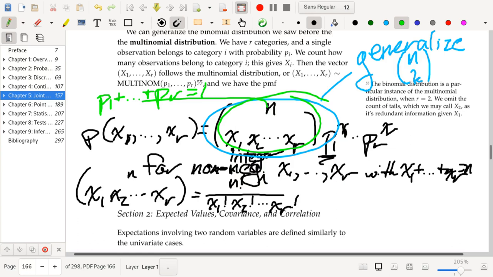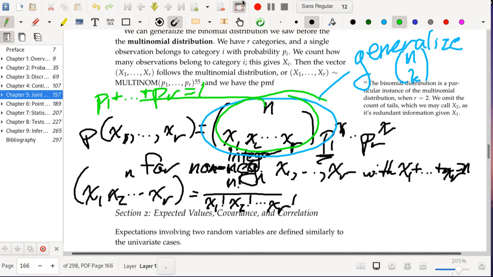Okay, so that concludes this section. In the next section, we're going to keep talking about probability. We're going to be talking about expected values, covariance, and correlation in this higher dimensional setting. So, all right. This was a long one, but it was an important section, and I will see you later.